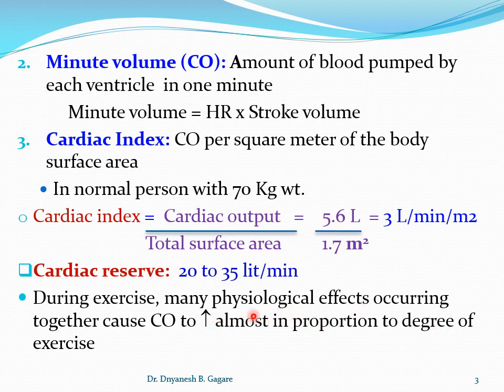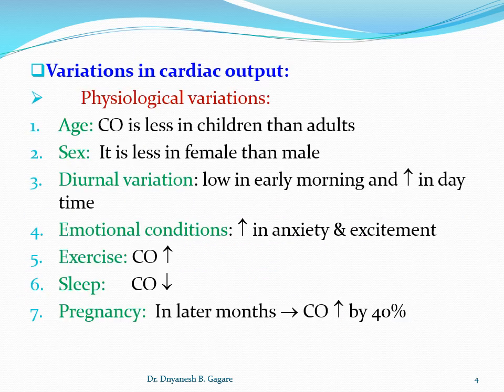Increase in venous return, increase in heart rate, and increase in force of contraction lead to an increase in blood pressure, and there is an increase in cardiac output. Like this, physiological effects come into the picture when you start the activities. We'll discuss it again. Before that, we'll see the variations in cardiac output.